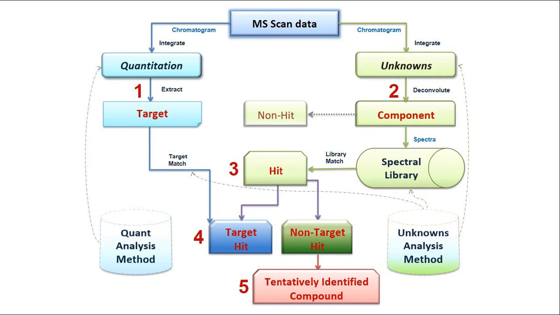This workflow uses spectral searching. I am doing my quantitation on this side, but on the right side here, I'm going to take unknowns, do deconvolution to find components, and then I'm going to take those components and search them against the spectral library to attempt to identify them by their spectra. Again, a library match is created and hits are assigned.